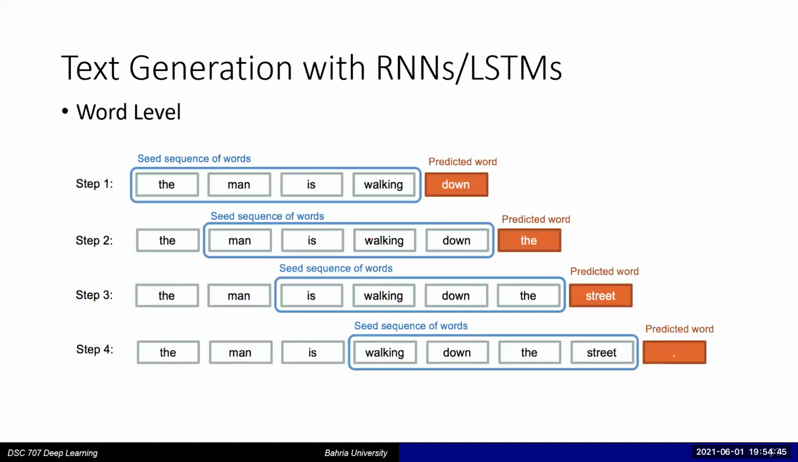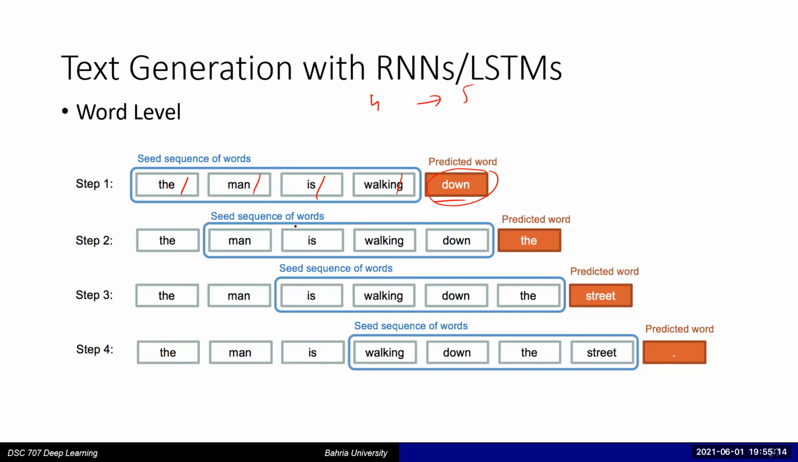Now you see, assuming that we have a model which is already trained. How is it trained? Let's forget it for the time. Suppose we have a model that if we give it 4 words, it can predict the next word. Our model takes 4 words and it predicts the fifth word. So I feed it with 4 words, the man is walking. It will predict the word down, assuming that the model is trained correctly.